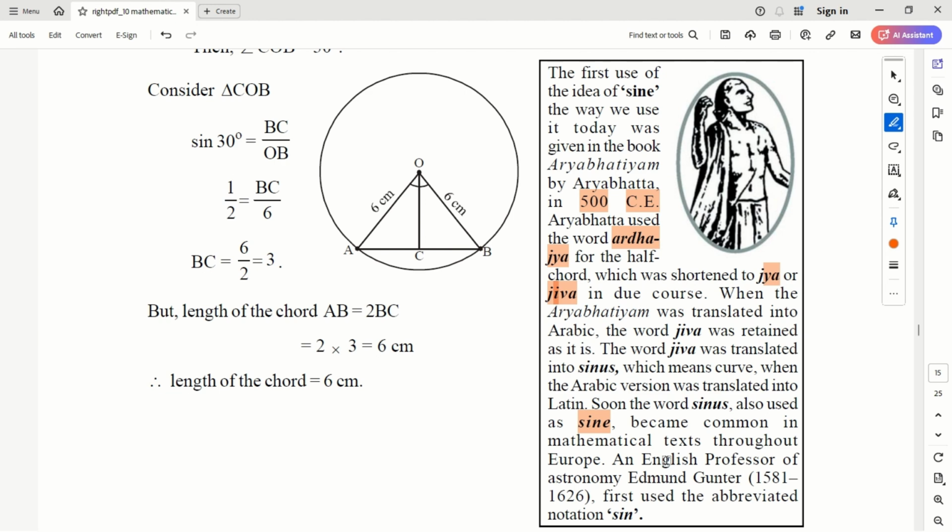And one English professor has used a short form, SIN. So that's how it has come. So it's an interesting history.